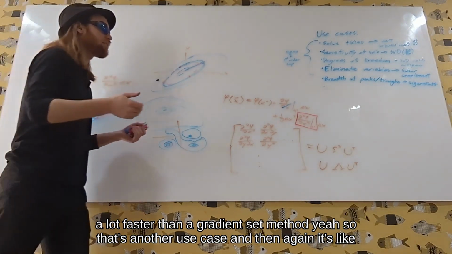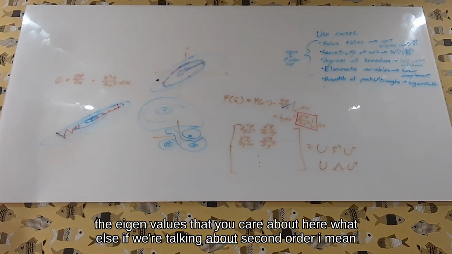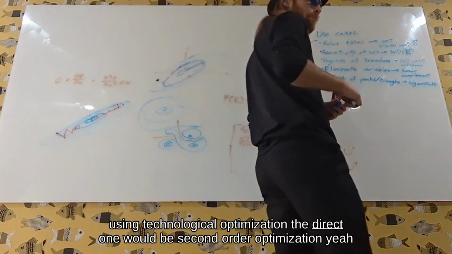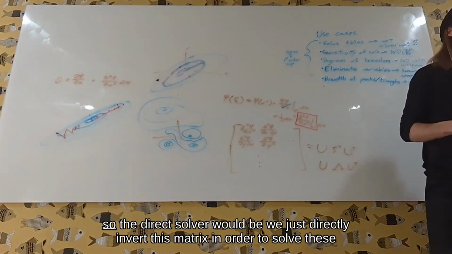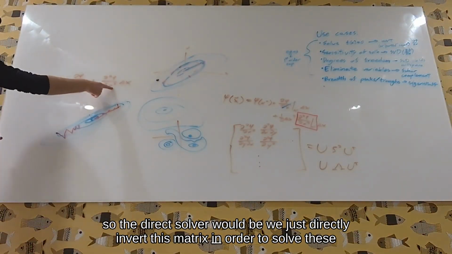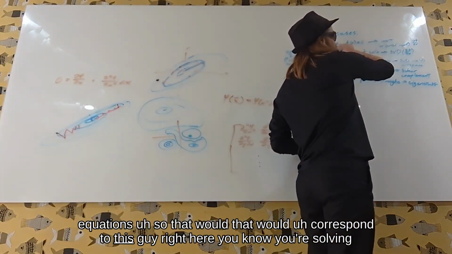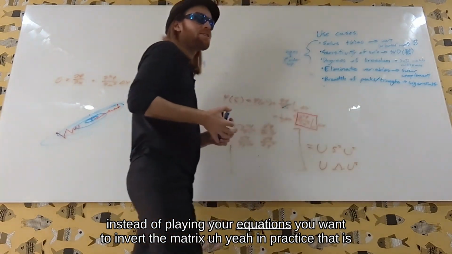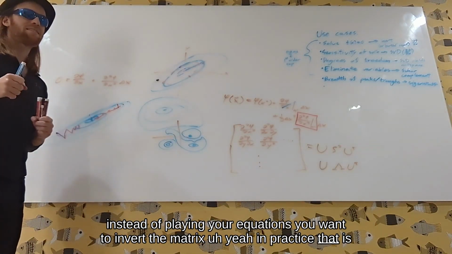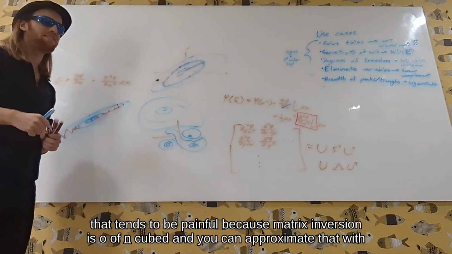And then again, it's the eigenvalues that you care about here. What else? If we're talking about using second order components for optimization, the direct one would be second order optimization, right? Yeah, so the direct solver would be we just directly invert this matrix in order to solve these equations. So that would correspond to this guy right here. You're solving a set of linear equations, you want to invert the matrix. In practice, that tends to be painful because matrix inversion is O of n cubed.